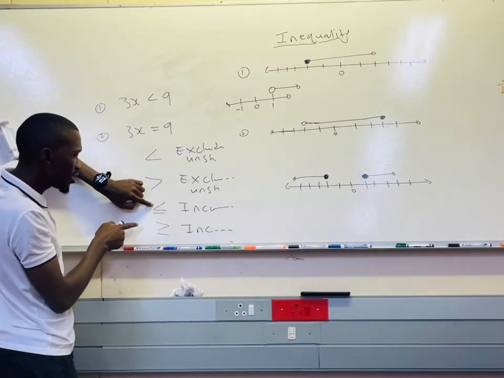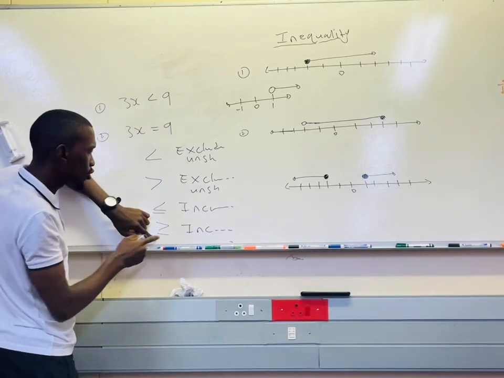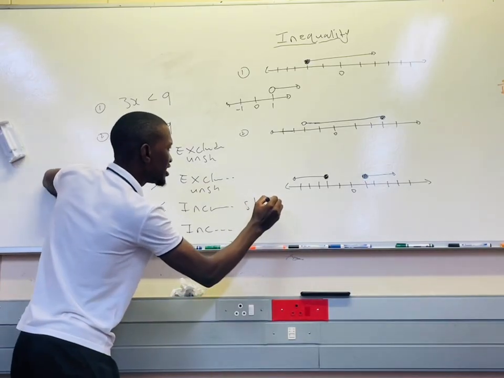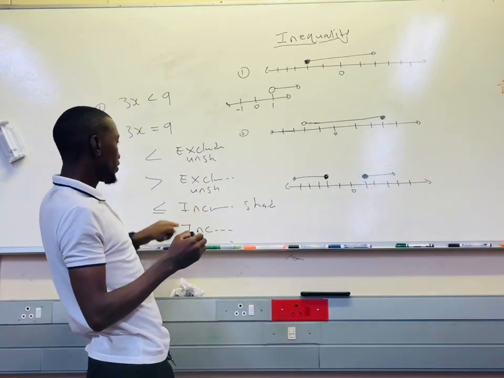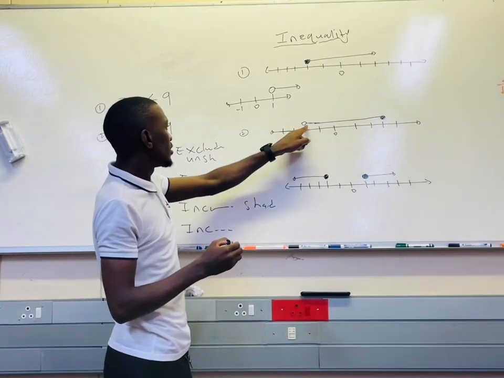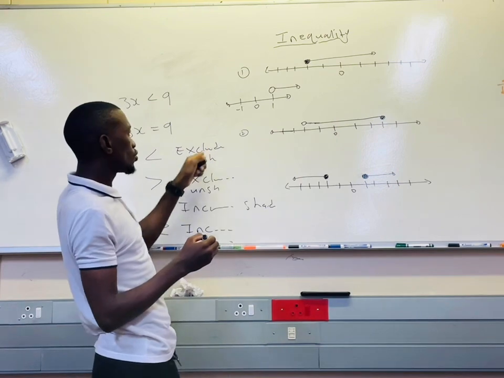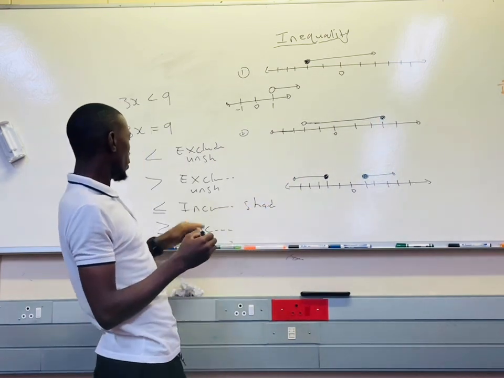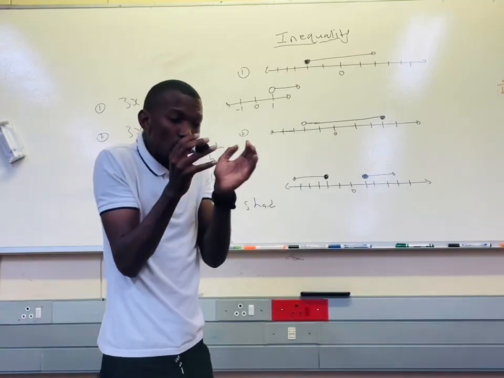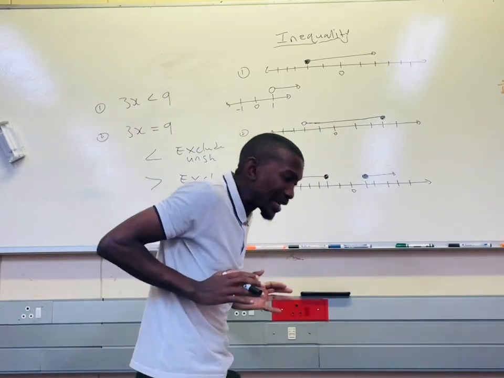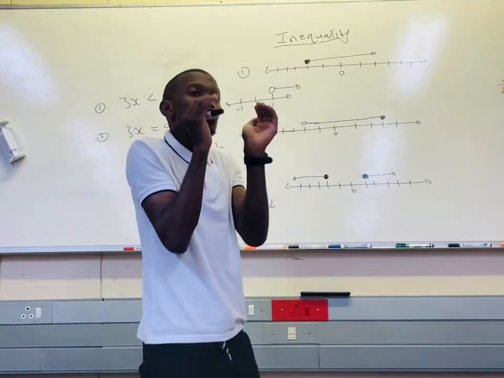But when I have less than or equal to, or greater than or equal to, what do I do? I shade. You see, we have shaded. It means we're dealing with one of these two signs. Here, it's unshaded, it's one of these two. Here it's shaded, it's one of these two. So whenever you see those values shaded on the number line, it means we're looking for those values that are greater or less than, including.